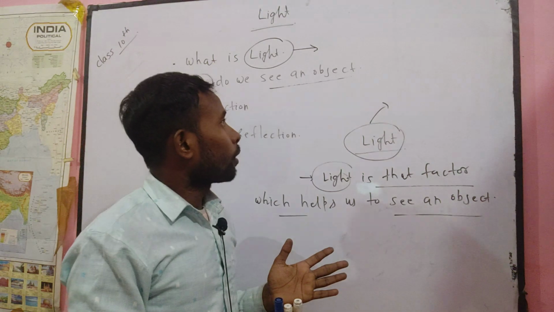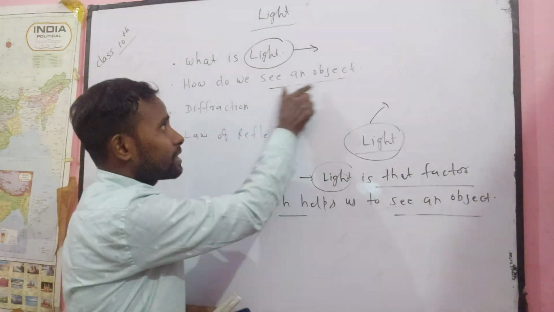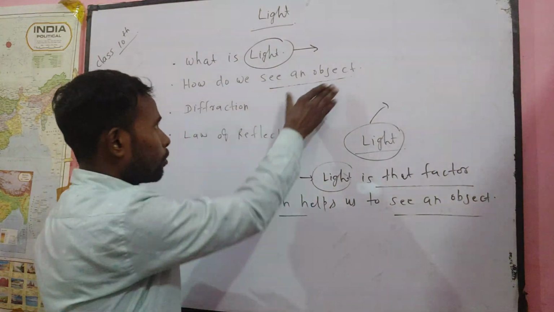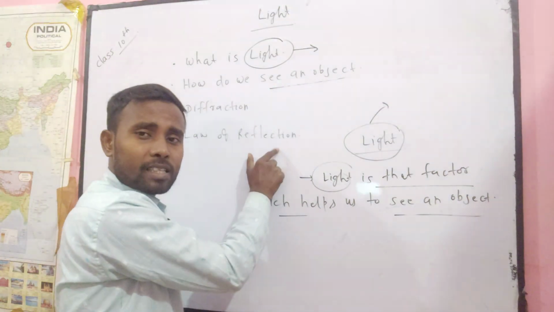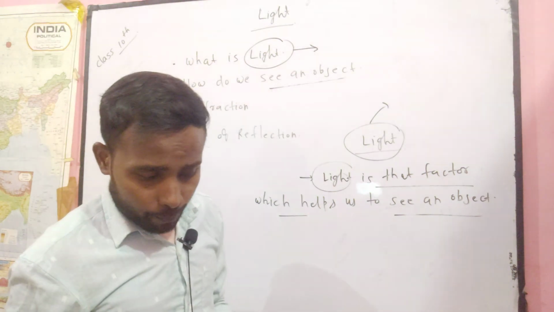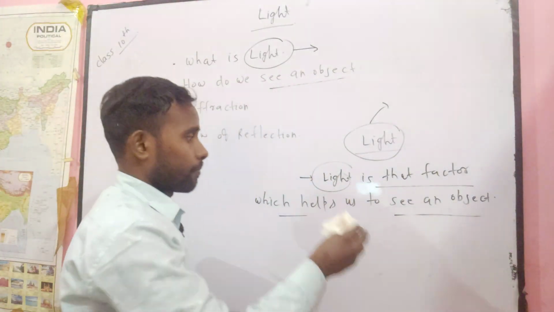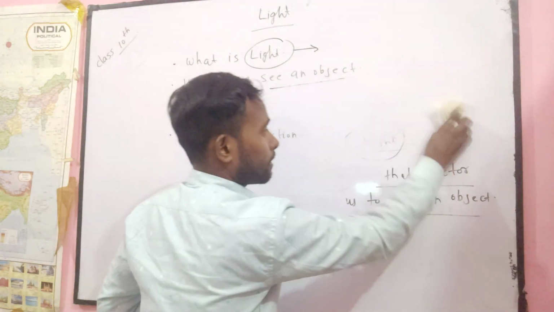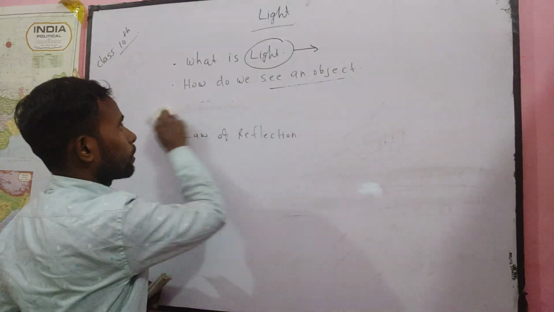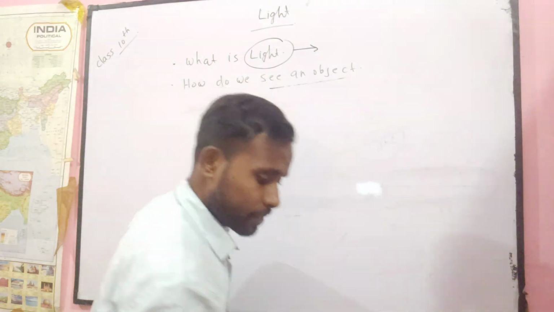So in physics language, I want to say how we see an object, very easily. About this you will see in depth in the topic law of reflection. But before this, I want to explain how we see an object. The next topic will be how do we see an object?